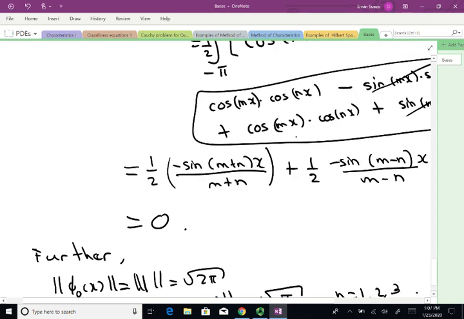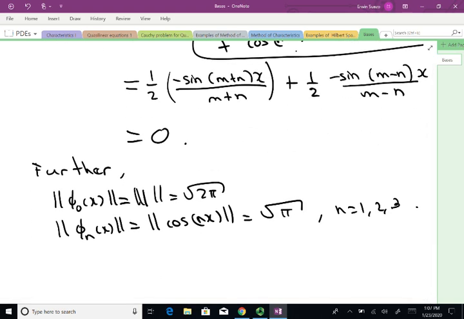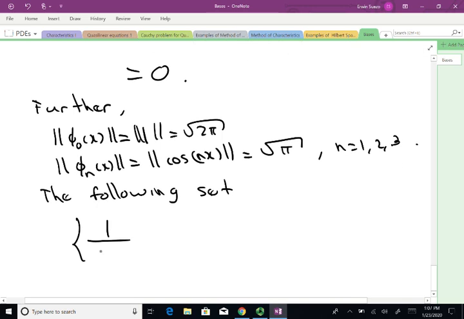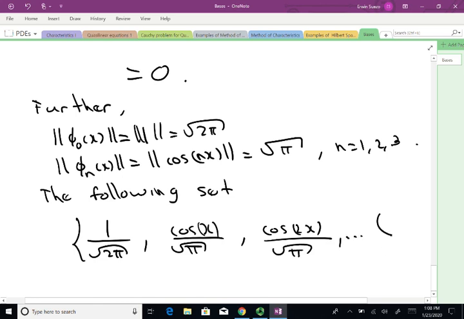Okay, so therefore, if you consider the following set, you have 1 over square root of 2 pi, then cosine of x over square root of pi, and cosine of 2x over square root of pi, and so on. So this is phi 0. Let's call them phi 0, phi 1, phi 2.